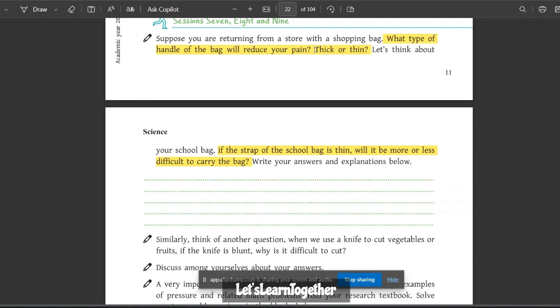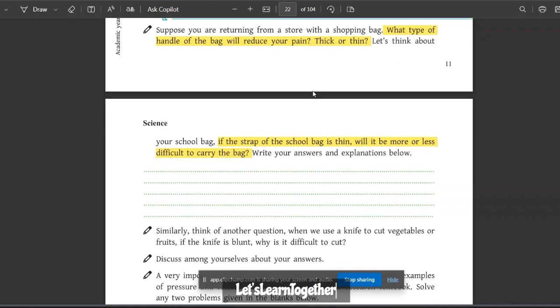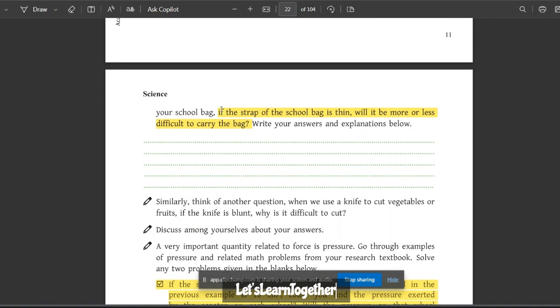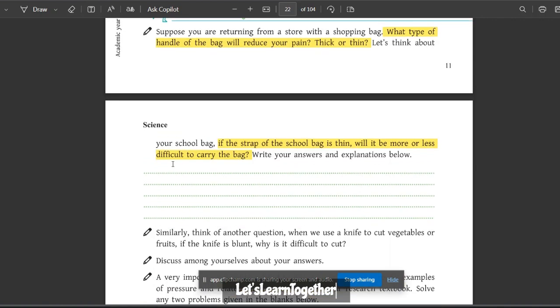Let's say you have done a lot of shopping. When you carry the bag, you have to observe whether the thick handle or the thin handle is giving you more pain, and why. You will find a difference, and you have to write why that is. There is another part of this question.